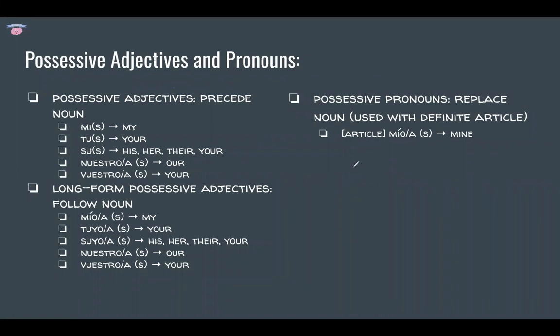Possessive adjectives, it'll be mi carro. Long form possessive adjectives, it'll be el carro mío. And possessive pronouns, you would say el mío. You might be wondering, how do we know it's a car? Well, we usually use possessive pronouns when we already specify the noun.